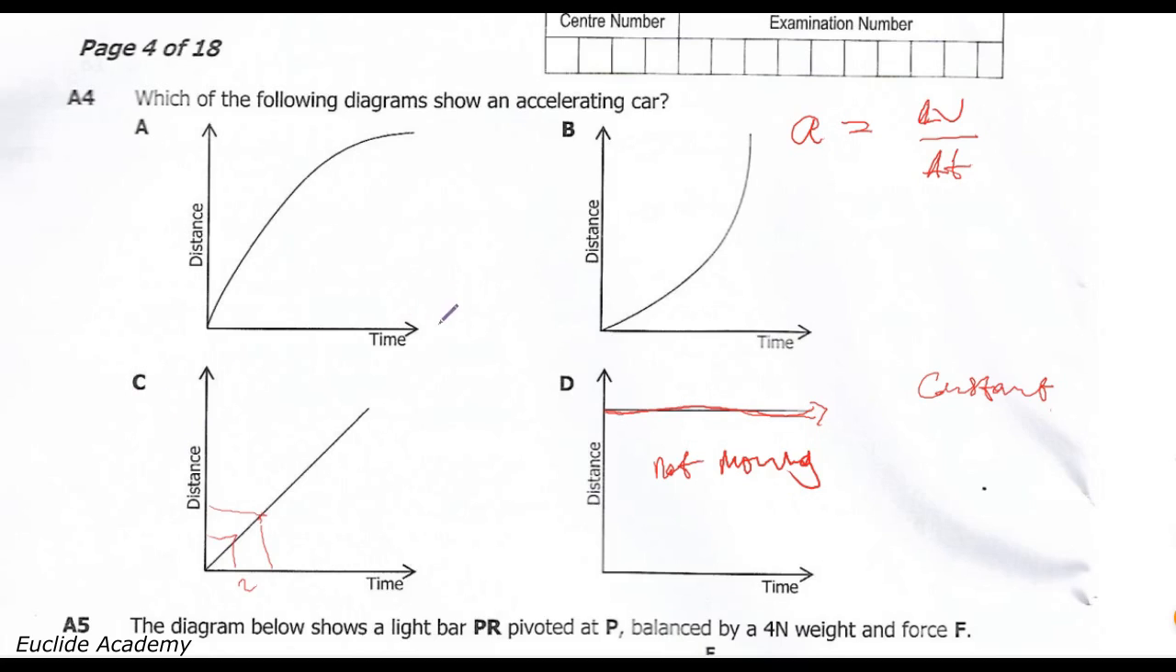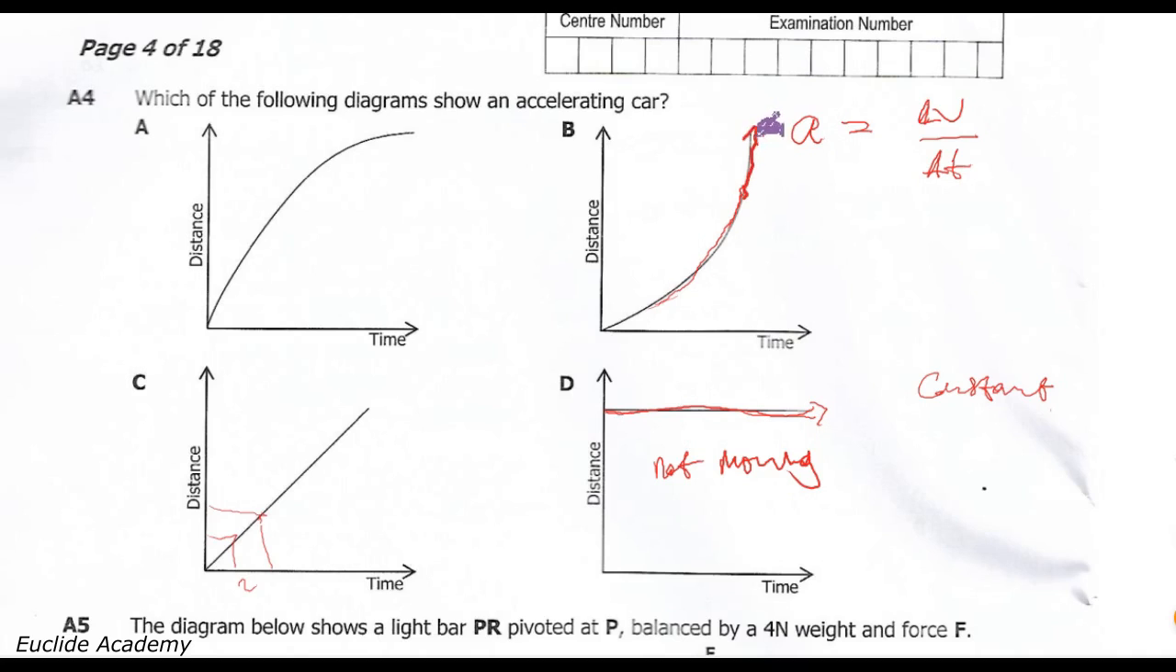So C does not qualify. So I'm going to look at B. Let's look at B. From here we see this car is not really having a constant speed. It's covering more distance in a shorter period of time, and the more distance it's covering, the less time it is taking to cover that distance.